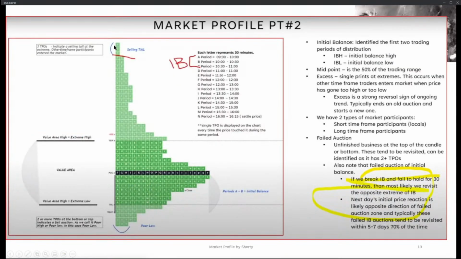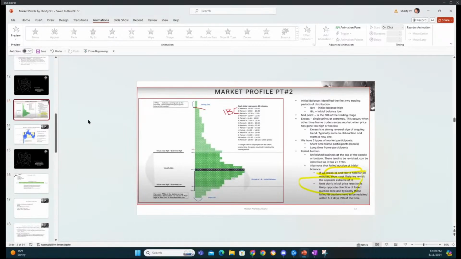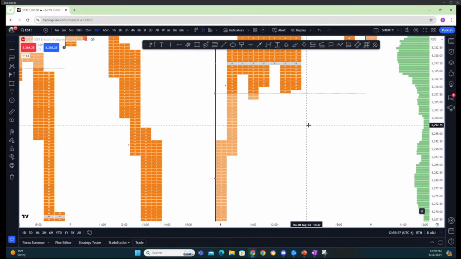Okay, so selling tails, buying tails, poor highs and poor lows occur on the top. And then you have something that happened in the middle of the chart. Those are just simply called single prints. And single prints are basically your TPO periods that break two distributions, or multiple distributions. And we can find that, right?